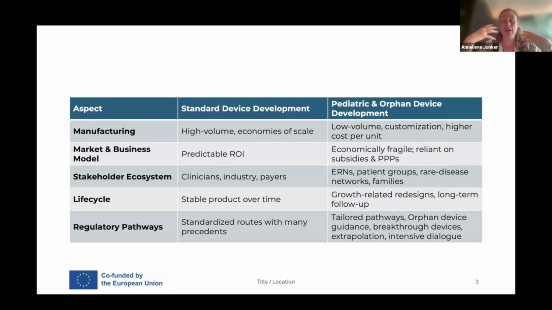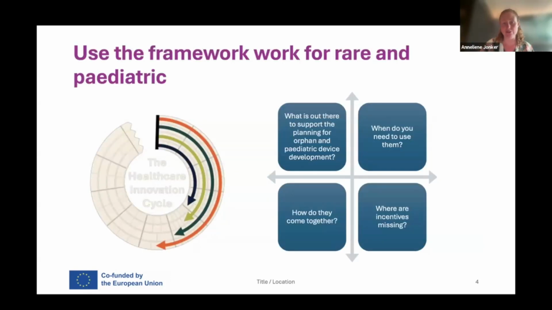And that puts pressure on using the GAITS framework as a tool to truly try and bring everything together. So the question is also, if we want to use the GAITS framework, what other tools, initiatives and platforms are there to help us plan throughout the development? And for that, the question we've asked in the project we're running is, if we're using the GAITS framework, what are the tools and incentives out there that can help support the planning of pediatric and orphan device development?